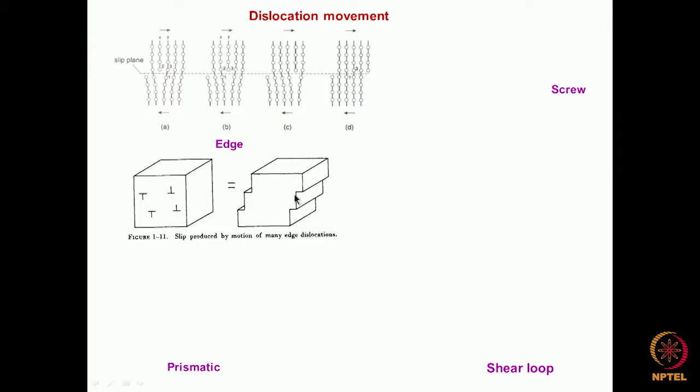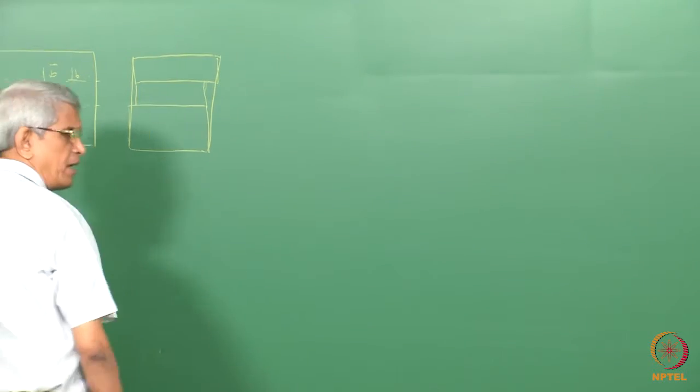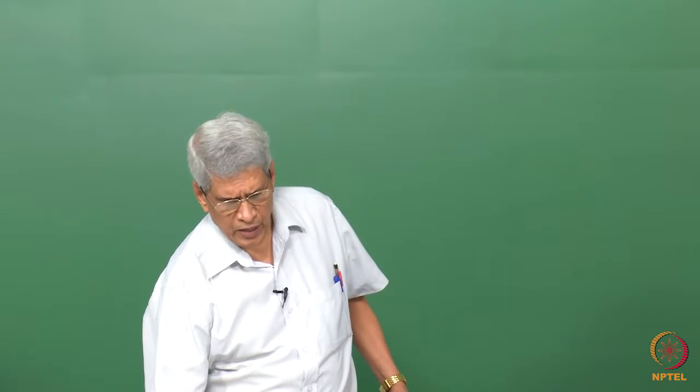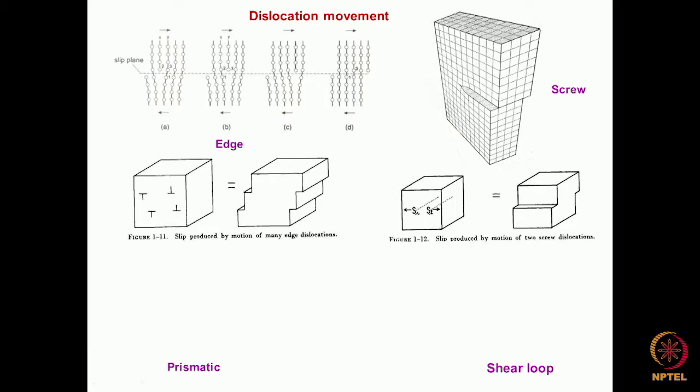What is the direction in which this step has been created? In both cases, it is in the same direction as the Burgers vector and in the slip plane. Let us look at what happens in the case of a screw dislocation. As the dislocation moves in this particular direction, a step is created in this direction. The movement of the dislocation and the step being created are perpendicular to each other.